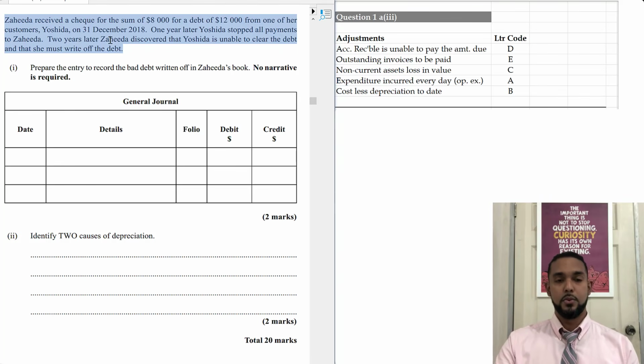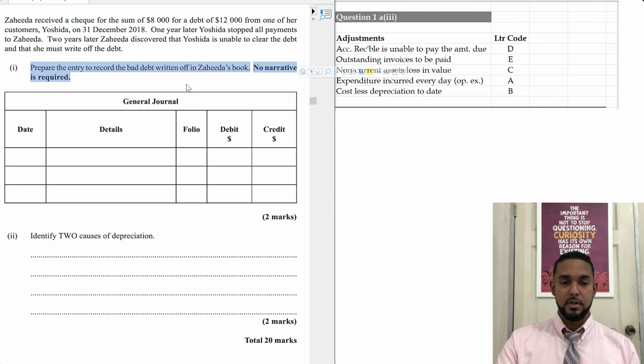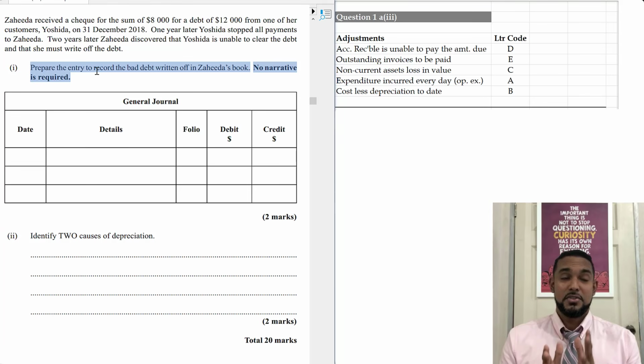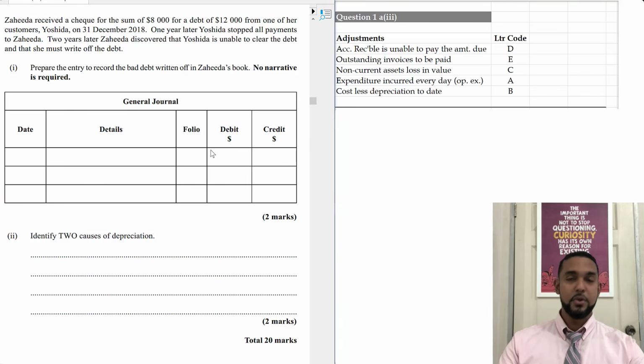Okay, so what do they want us to do? Prepare the entry to record the bad debt written off in Zahida's books. So that's the person who has to write off the debt, not the debtor. No narrative is required. So I know I hear some of you rejoicing, okay, no narrative. Ladies and gents, writing a narrative for a journal entry is a fundamental accounting skill you should have. It's not that difficult. If you have difficulty, message me. I'll see if I can help you, okay? So we don't have to put one here.